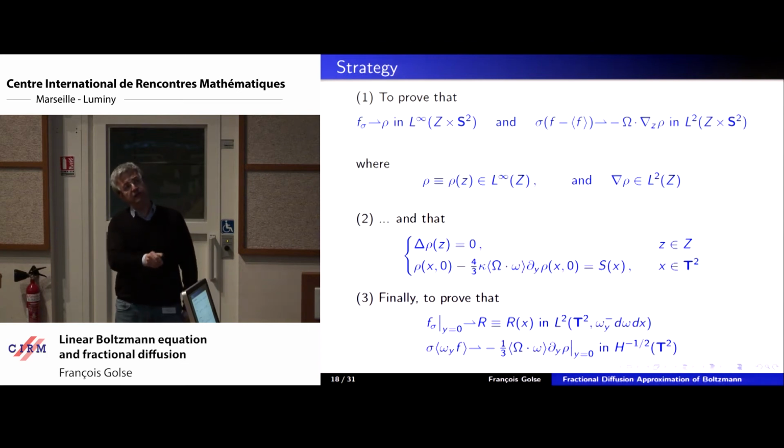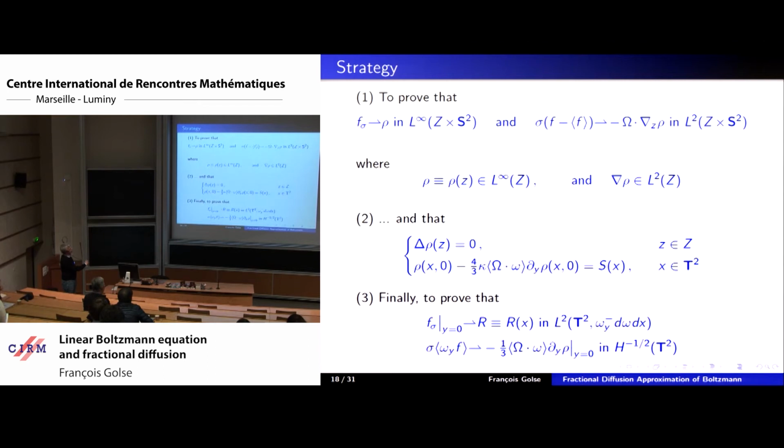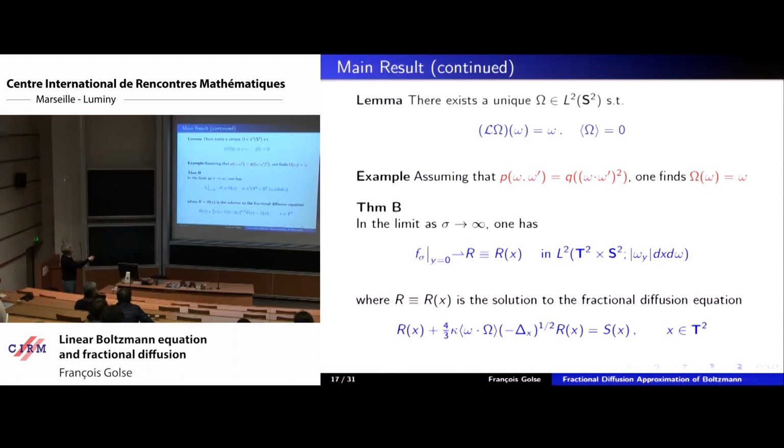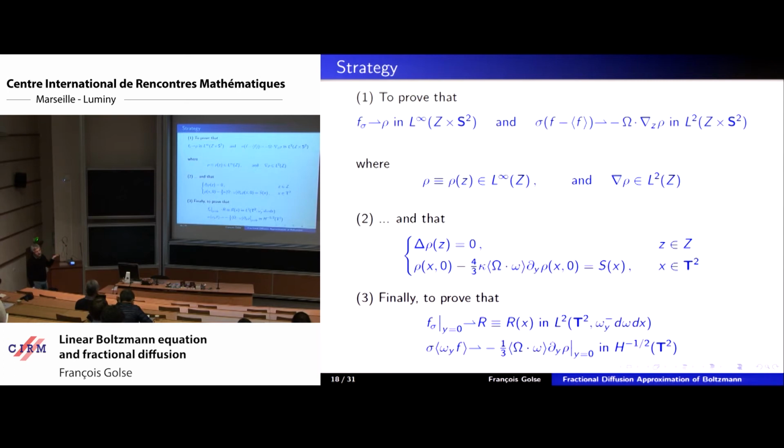And then the next thing is that the deviation, the fluctuation around the average in omega, you have to prove that this fluctuation times sigma is going to converge to minus capital omega grad z rho in L2, where I remind you that this capital omega is the function which you obtain in this way, right? So that's pretty much the same thing as in the standard diffusion approximation, right?